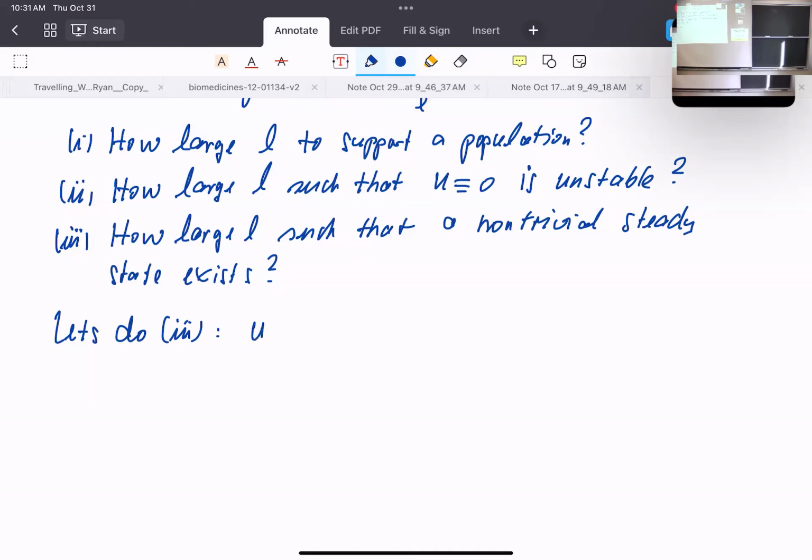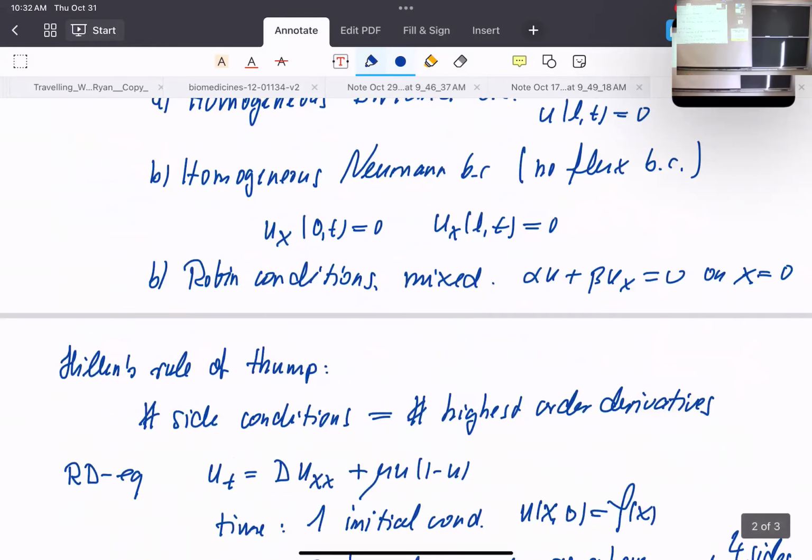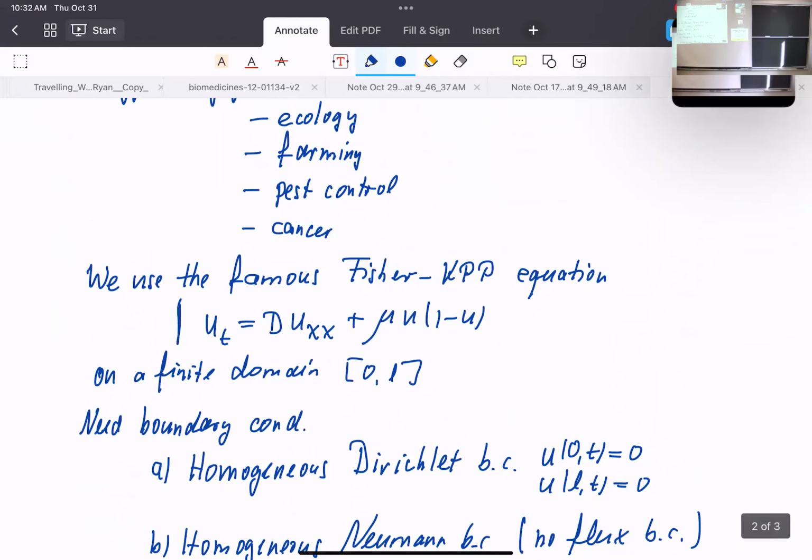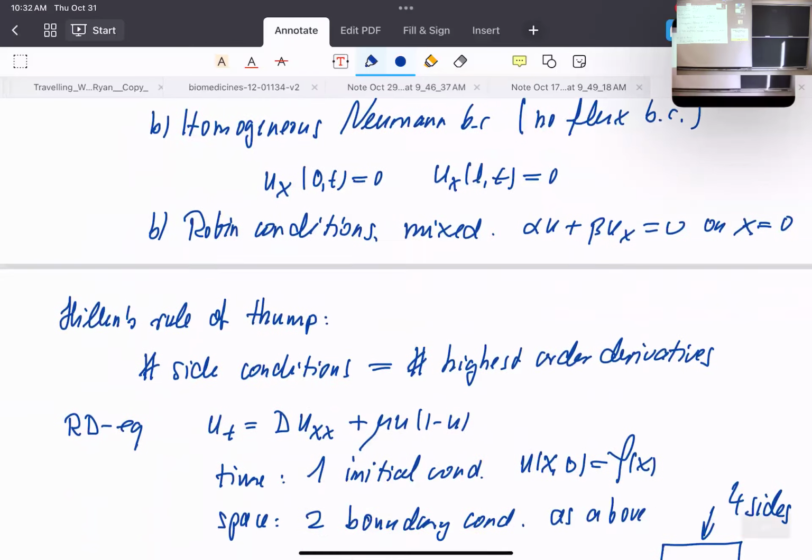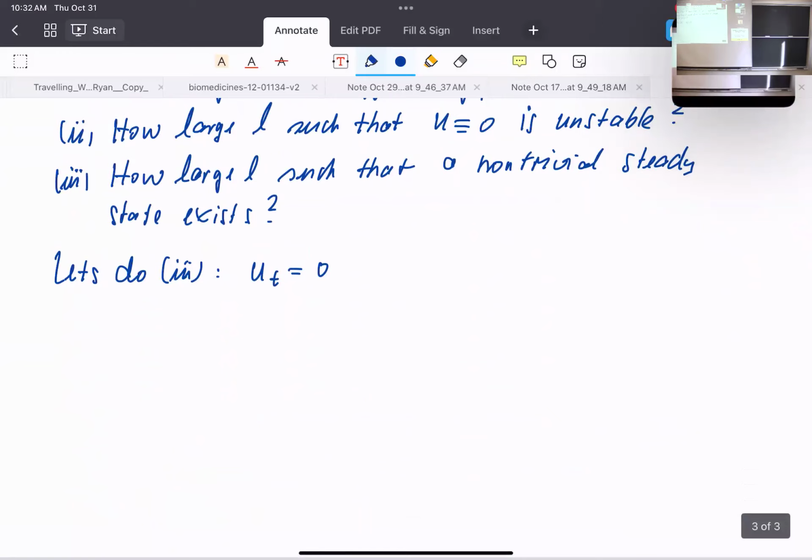Now, good. So let's do 3. Steady state means u_t is 0. And then we go back to Fisher-KPP. If u_t is 0, then we get something for the second derivative with respect to space. I move this u_xx to the other side and divide by D. So we get u_xx equals minus mu divided by D times u(1 minus u). So this all of a sudden is just a second order ODE. It is a nonlinear ODE, but nevertheless, it's a second order ODE, which we can solve by phase plane analysis.